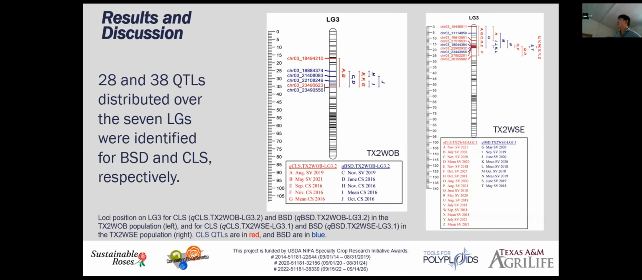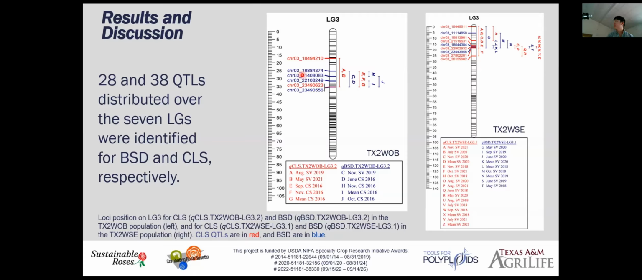What Zena found was about 28 and 38 QTLs, so 28 for black spot and 38 for Cercospora, all over the 7 chromosomes. The most important ones, though, were on linkage groups 3, 4, and 6, I believe. But these two are just pictures of 3. The one on the left, let's see if I can get a pointer.